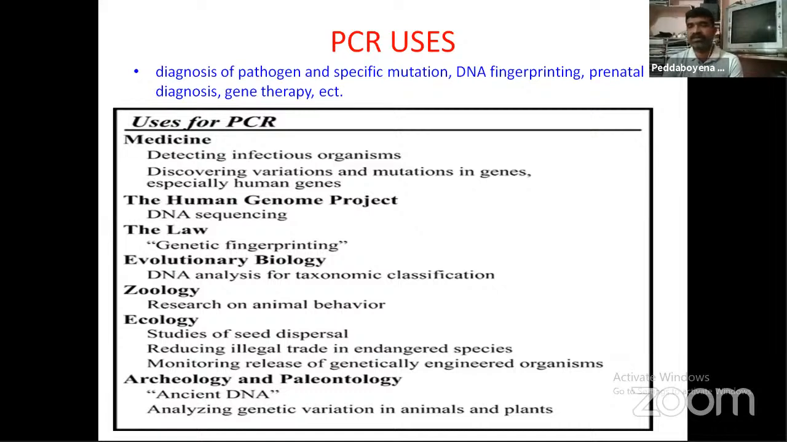So archaeology and paleontology purposes, ancient DNA, and analyzing plants' evolution, and plant habitat nature in evolution, so these can be identified with the help of PCR. So mainly diagnosis of pathogens and specific mutations is very, very important. PCR is very useful, you observe these points also.